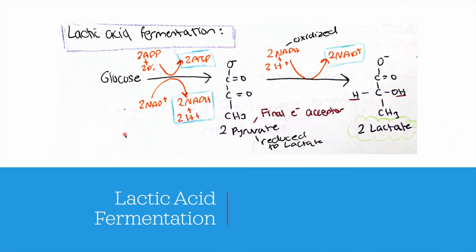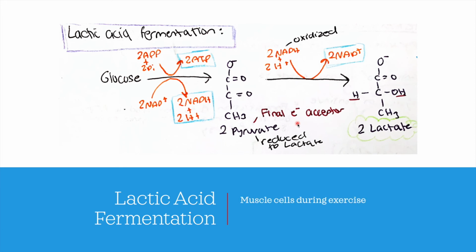Next, we have lactic acid fermentation. Lactic acid fermentation also starts with glycolysis, in the formation of 2 pyruvate molecules. NADH donates electrons to the pyruvate molecules, and they are reduced to lactate. NADH is therefore oxidized to NAD+, and the NAD+ goes back to glycolysis. Furthermore, pyruvate acts as the final electron acceptor in this process.